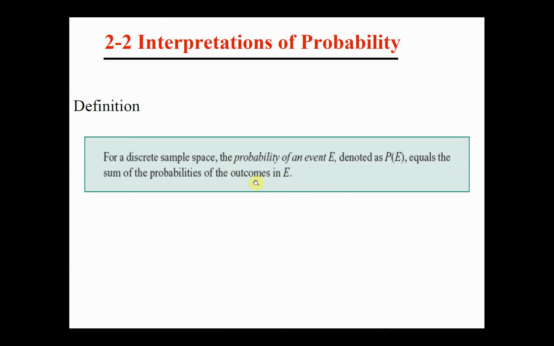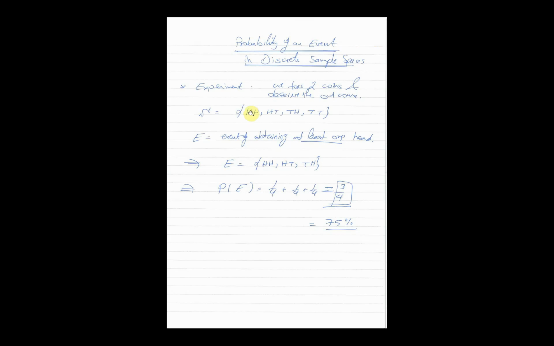And here in this slide, we simply say that if we have a discrete sample space, like this sample space in which we can just count the outcomes, and this is just the opposite of a continuous sample space, which looks like a continuous range of values.